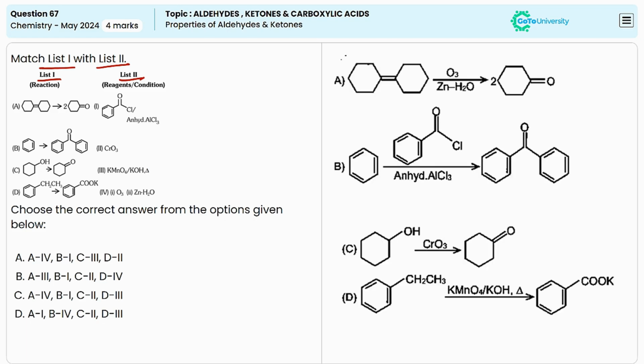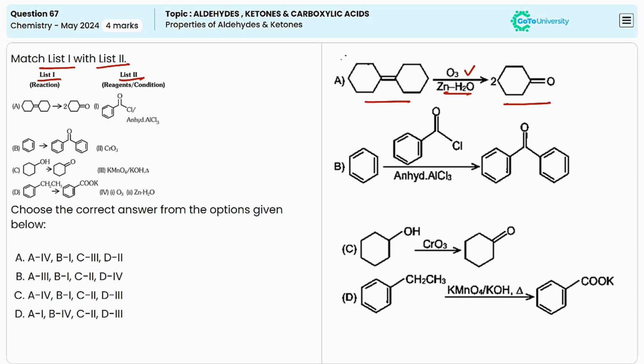That is, in the first reaction, the alkene molecule is undergoing an ozonolysis reaction because it is reacting with an ozone molecule in the presence of zinc and water. As a result of this ozonolysis reaction, it will produce two molecules of ketones.